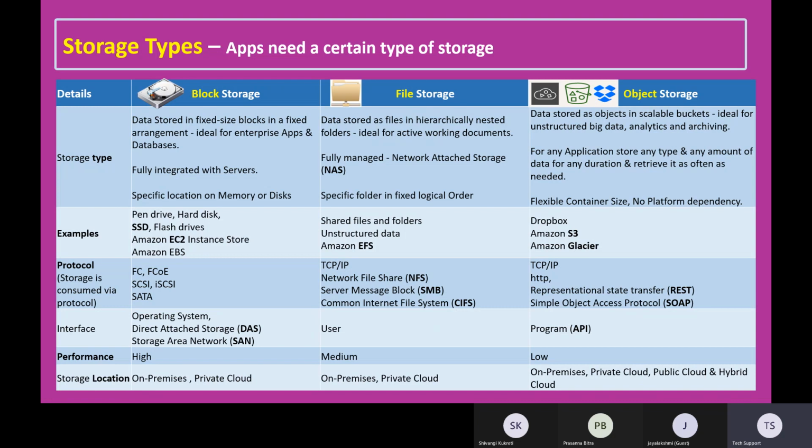It's only files and folders that we can share. But in order to share the files and folders, the main important protocol in the backend is NFS, and the storage we call a NAS. Let's understand the first point. Data is stored as files in hierarchically nested folders, ideally for active working documents.